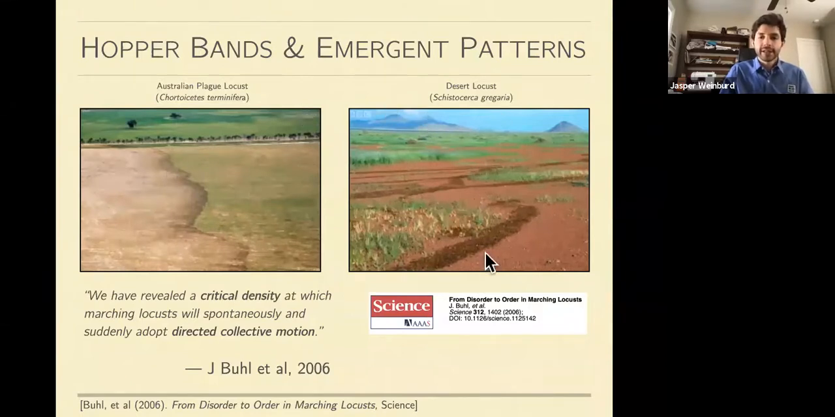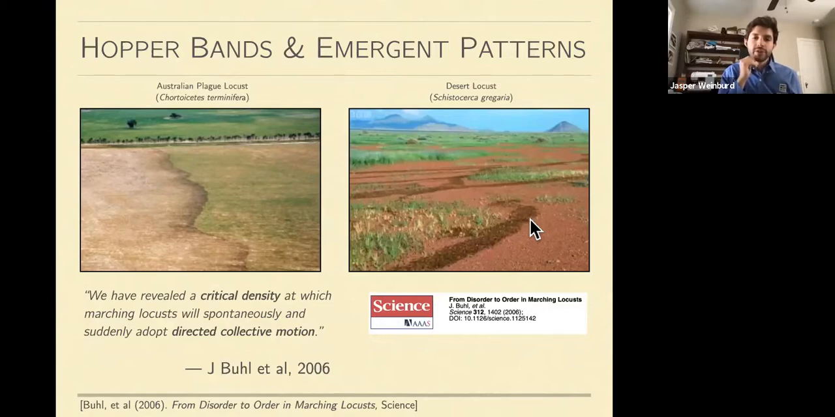Desert locusts are observed to have dense fronts, but much more often form these columns, and sometimes it's some combination where you have a column forming, but in the front it's denser, and you can examine an exponential tail.